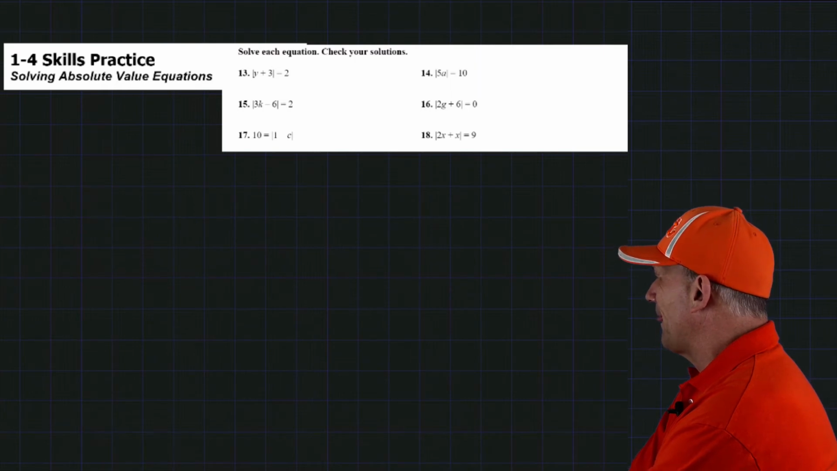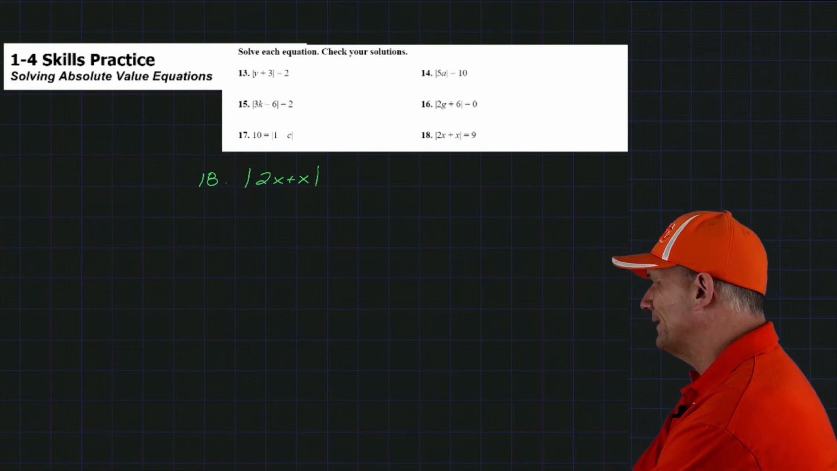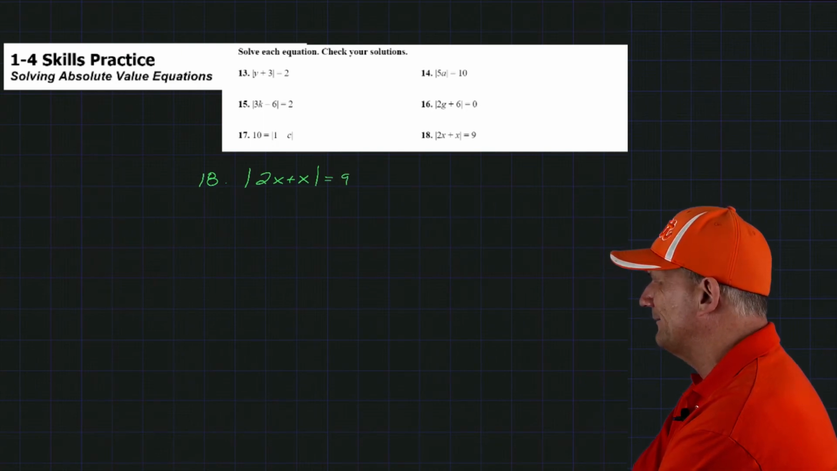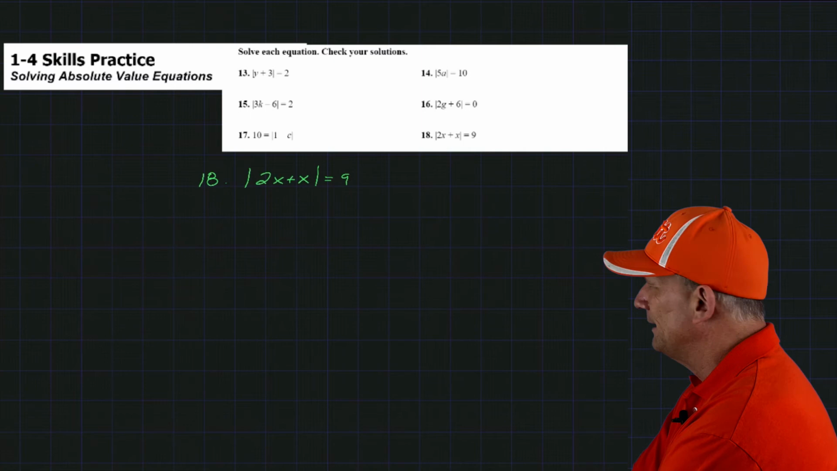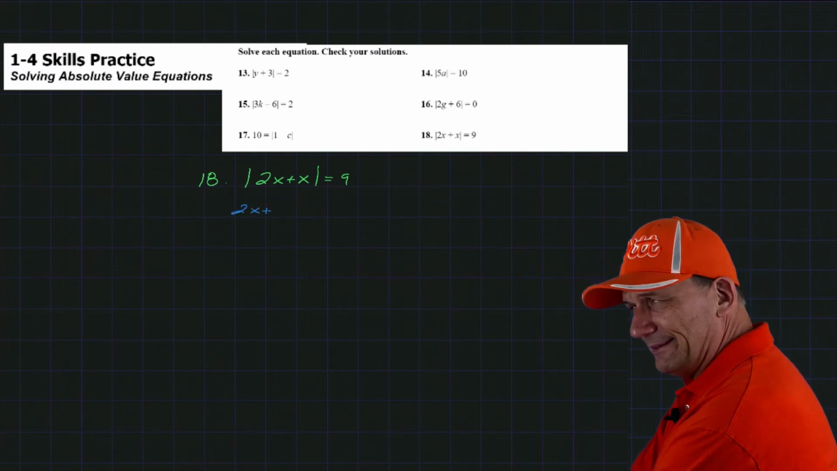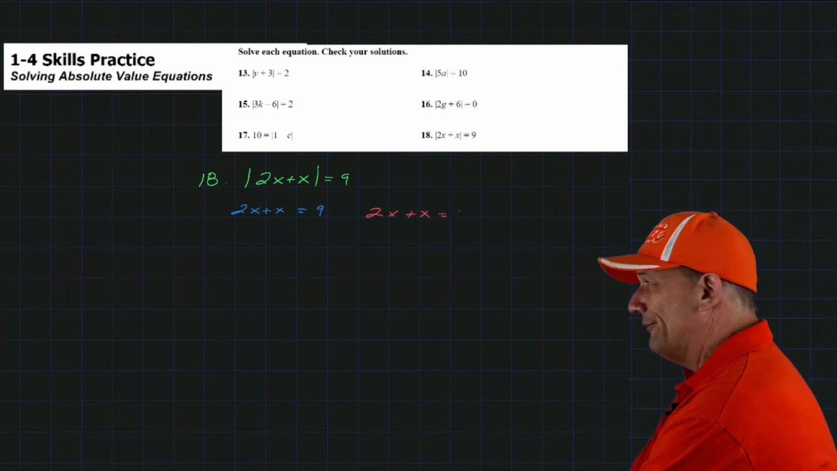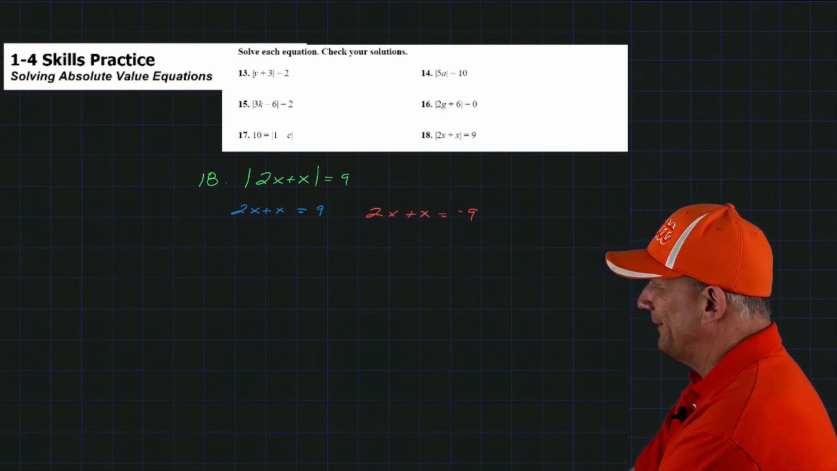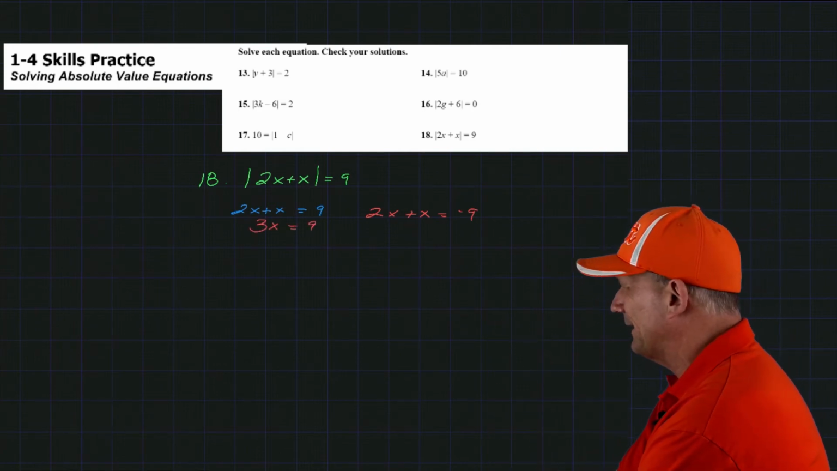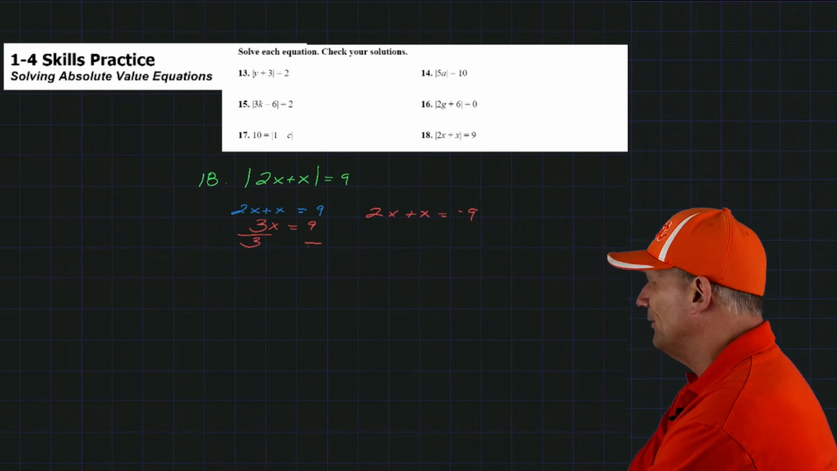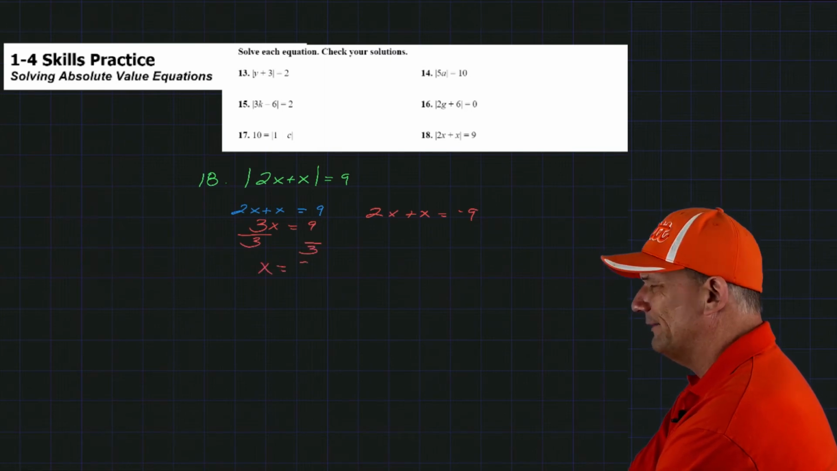So 18. We have 2x plus x equals 9. So we're going to combine the 2x, right, and the x inside the brackets equals 9. We get absolute value of 3x equals 9. We're going to write absolute 3x equals -9. Now you could have combined them first. You didn't have to write it out like I did. I'm just showing you that, but we could have gone 3x equals 9 and 3x equals -9.